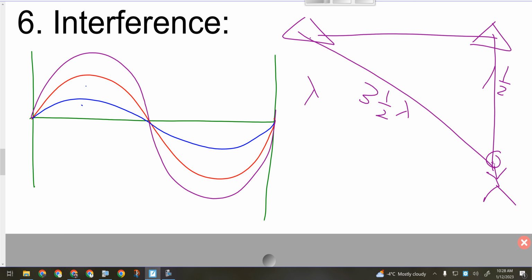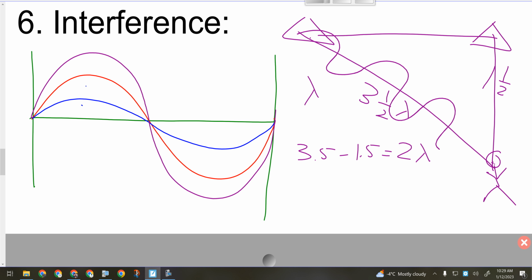Does that person hear a loud sound or a quiet sound? Loud. That person hears a loud sound because if I subtract, I get a whole number of wavelengths. That means they are going to arrive at the same point in the wave. So this would be 3 wavelengths and a half, and this would be 1 wavelength and a half. They are arriving crest to crest, trough to trough, interfering constructively.